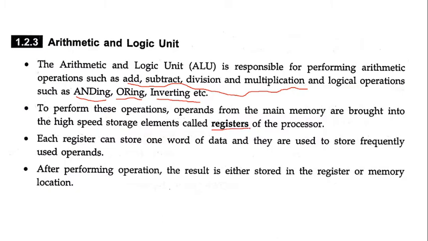High-speed storage elements are called registers of the processor. Each register can store one word of data, and they are used to store frequently used operands. After performing the operation, the result is either stored in a register or in a memory location. It depends upon the instruction which we are giving to the logic unit.